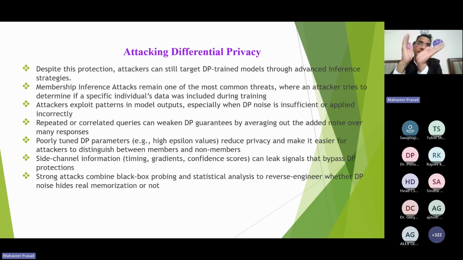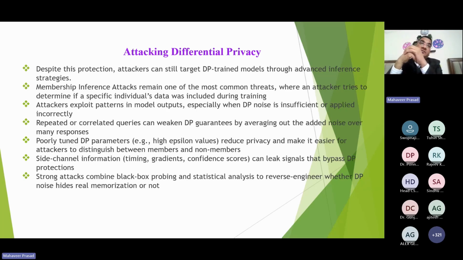The first one is membership inference attack. If epsilon is too high, the DP becomes ineffective and attackers can still detect membership. Repeated query attack: if the defender allows repeated or correlated queries, attackers may average out the DP noise. Improper noise calibration: if noise is too small, privacy is weak; if too large, the model becomes useless.